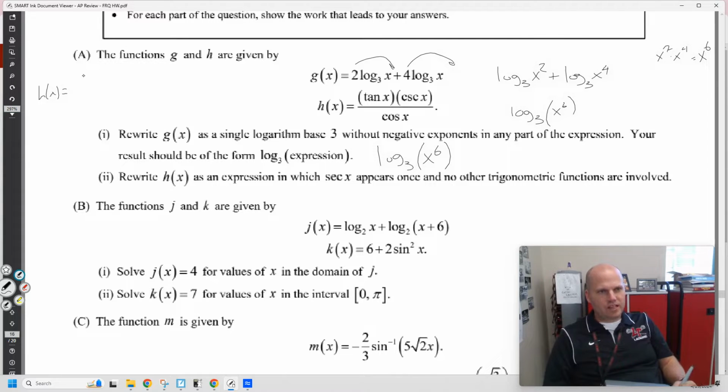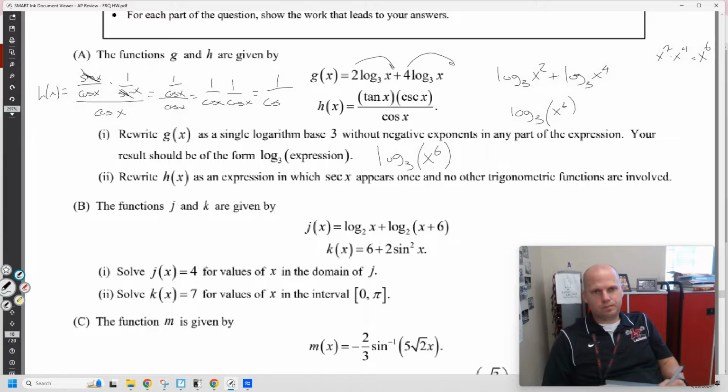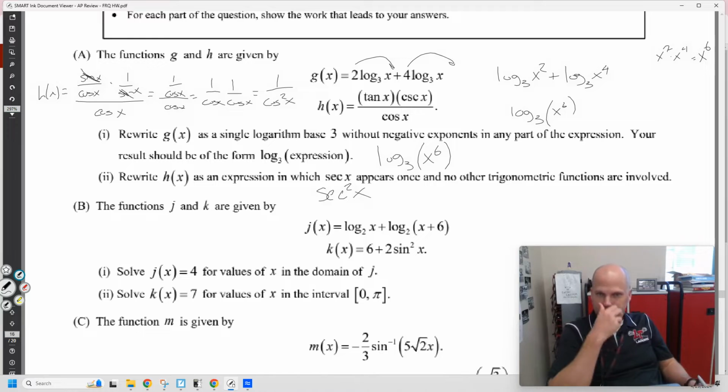I'm going to start by rewriting tangent as sine over cosine. And then cosecant is 1 over sine. And then I'm going to divide this by cosine. Ooh, so it's close. The sines cancel, and I get 1 over cosine divided by cosine. Now, what's that? Well, dividing by cosine is the same as multiplying by 1 over cosine. So we actually end up with 1 over cos squared, which turns into secant squared. Okay?